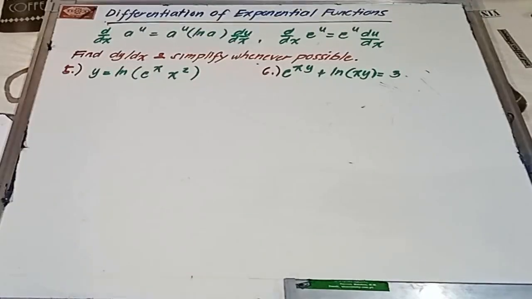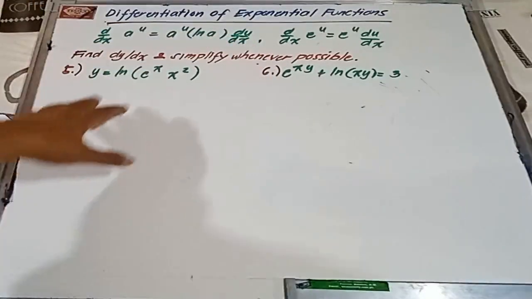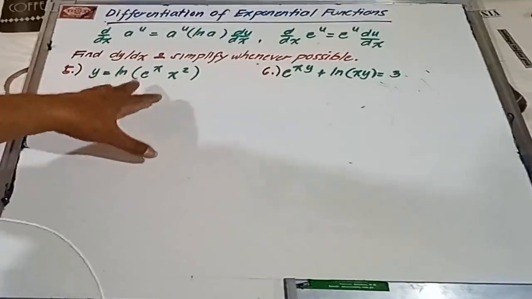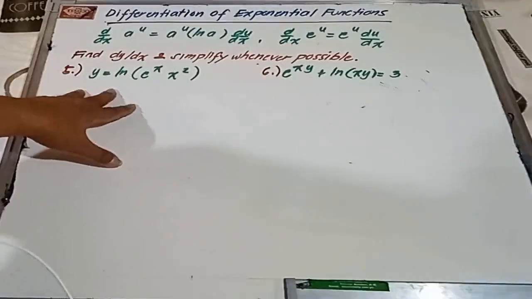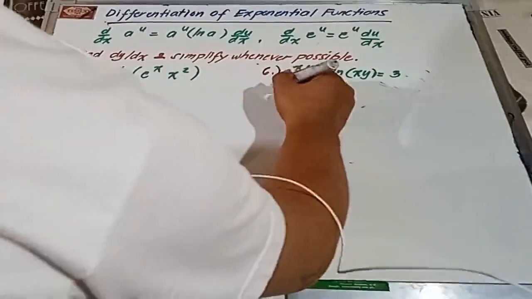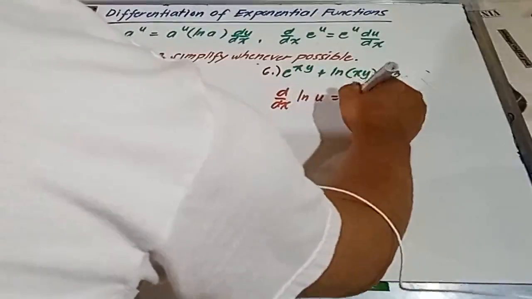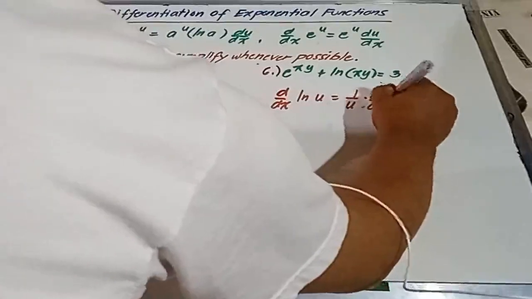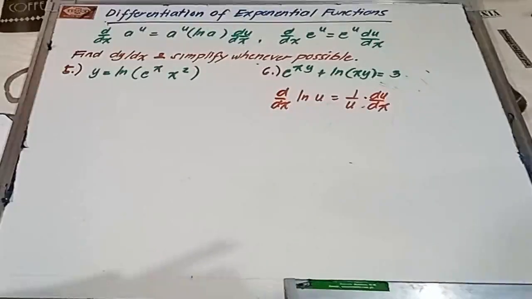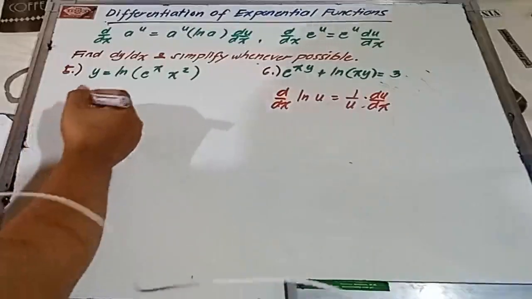Hindi muna natin magagamit yung ikalawang formulas natin in finding the derivative of these functions. What we're going to do, kunin muna natin yung derivative ni ln or the logarithmic function. Okay? Ano ba yung formula natin doon? We have derivative ng ln u is equal to 1 over u times du over dx. Ang u natin dito, yung nasa loob, e to the x times x squared. Yun muna ang ating first step, gamit yung formula ng derivative ng logarithmic functions.